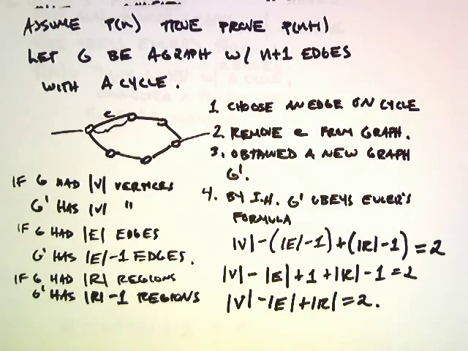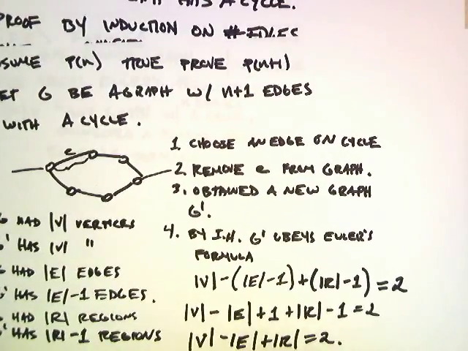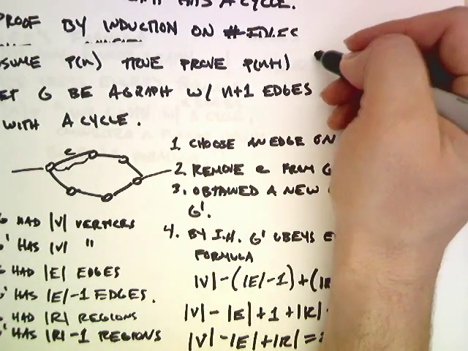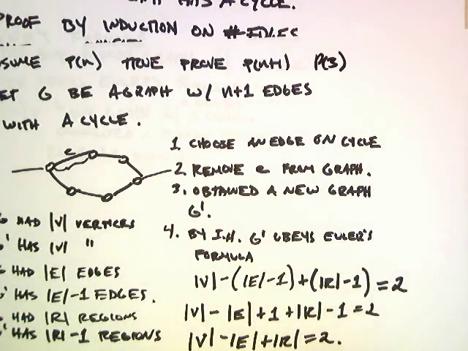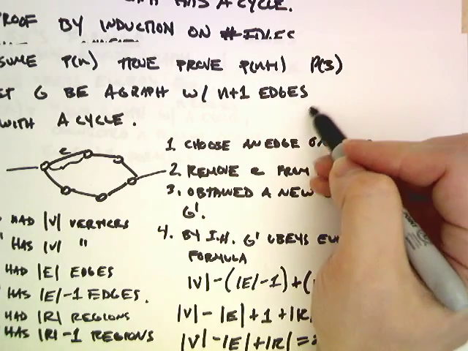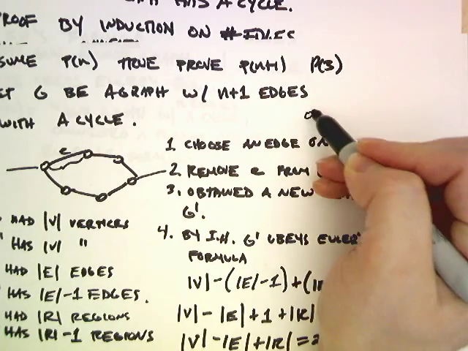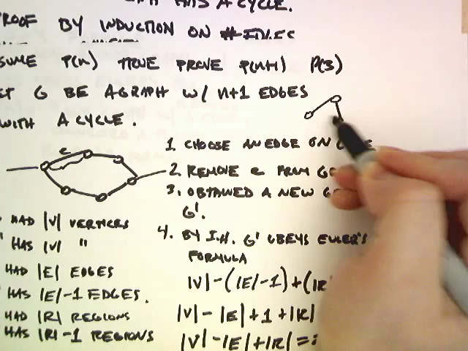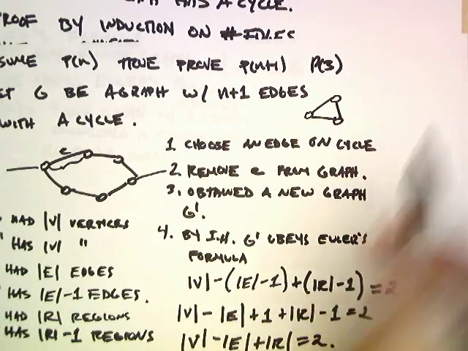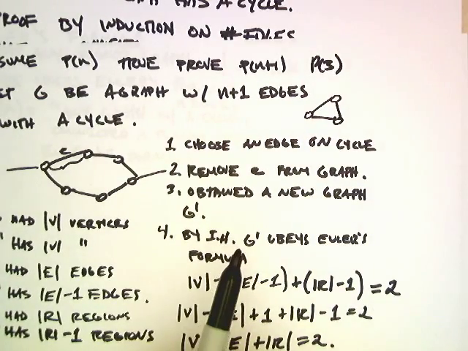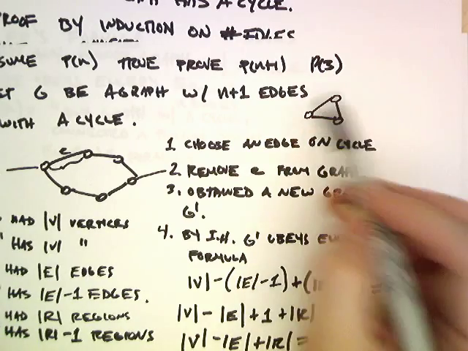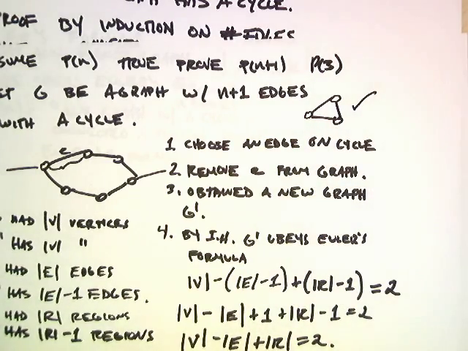Oh, I guess I forgot to do the base case for this particular proof by induction. We should do that. The base case is P of 3. So you need to look at a graph that has 3 edges and has a cycle. The only graph that satisfies that is this triangle, and it's easy to see that Euler's formula holds for a triangle. So that proves the base case.